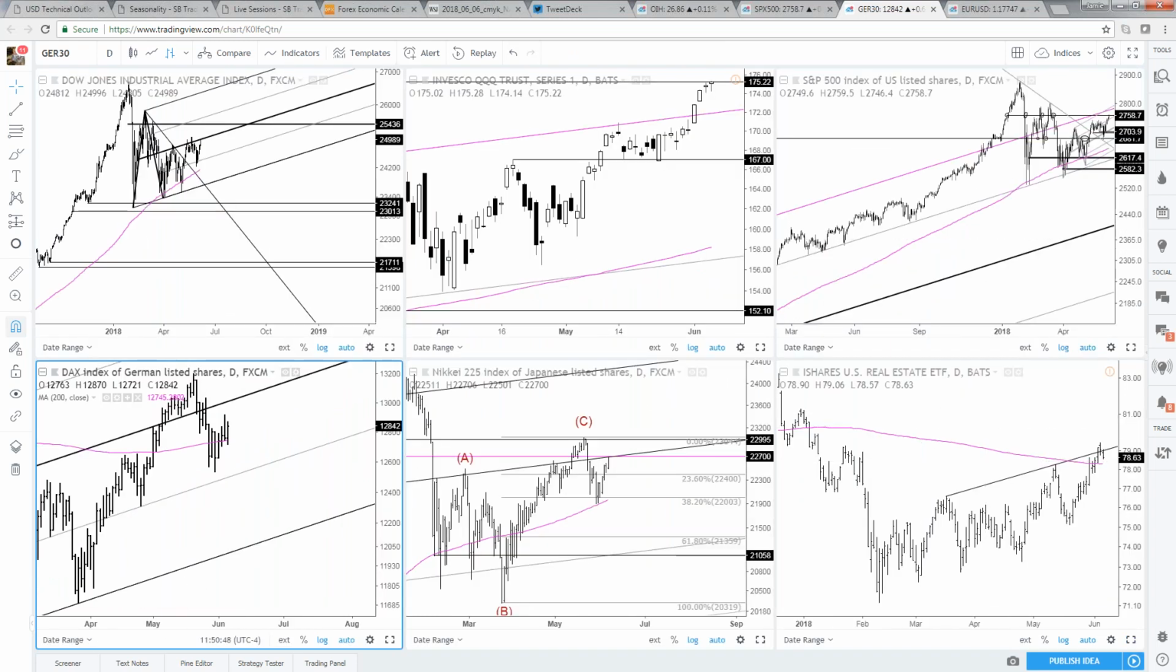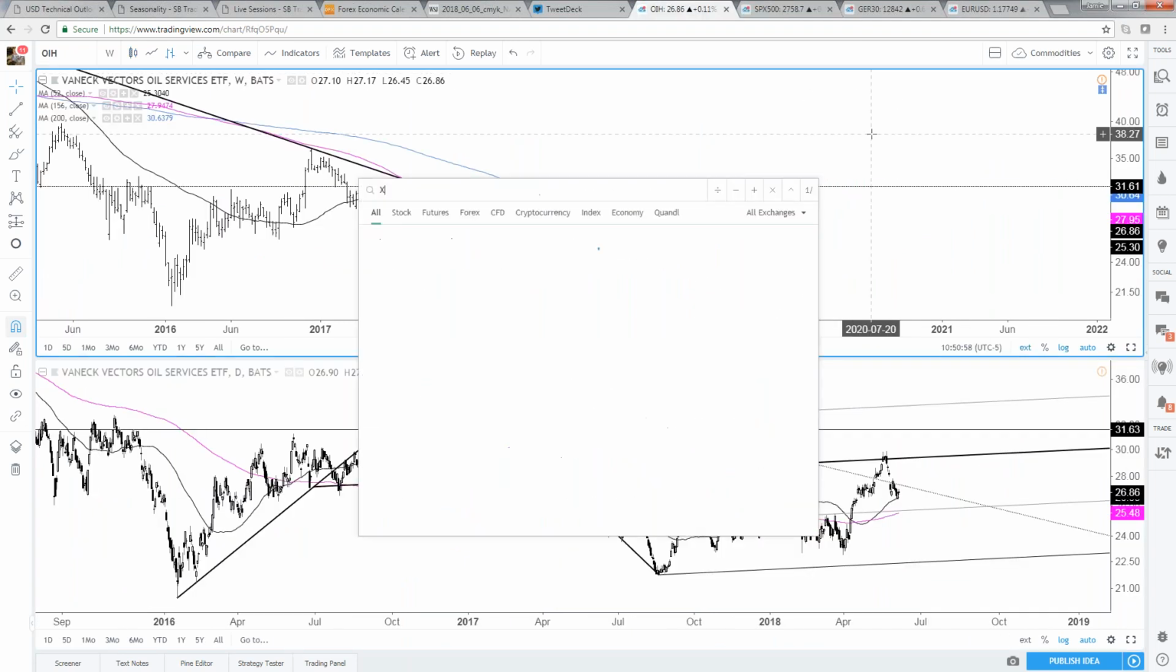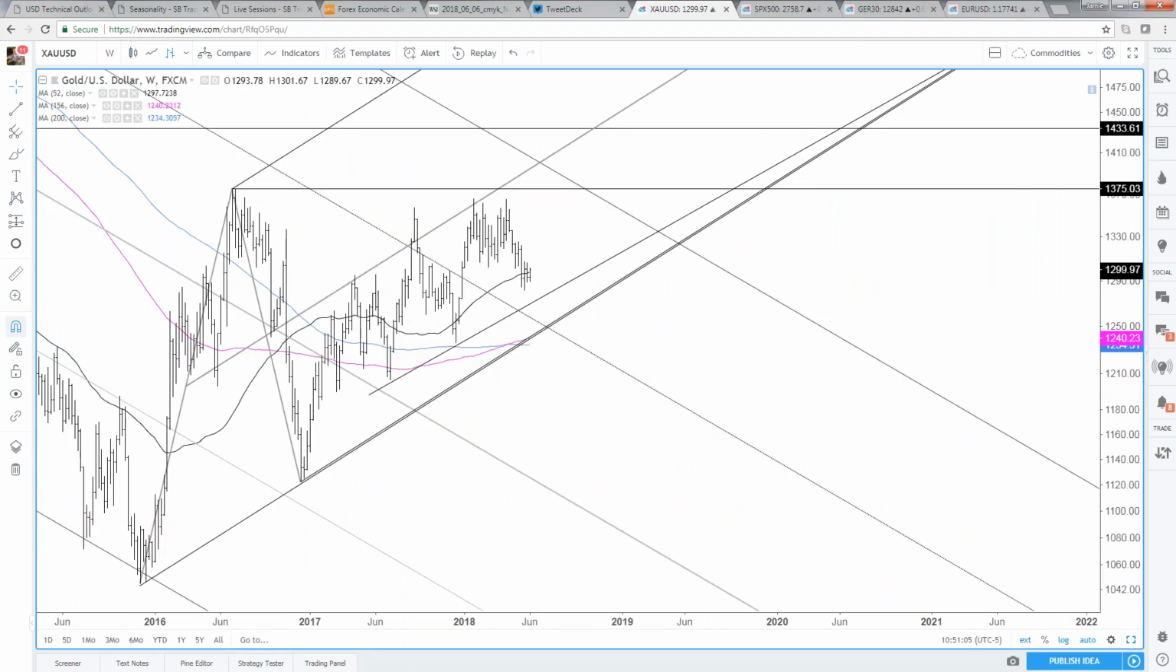Let's take a look at gold. We'll look at silver, and I also want to look at Bitcoin because that's kind of getting interesting right now. Again, here's the long-term chart from the weekend.